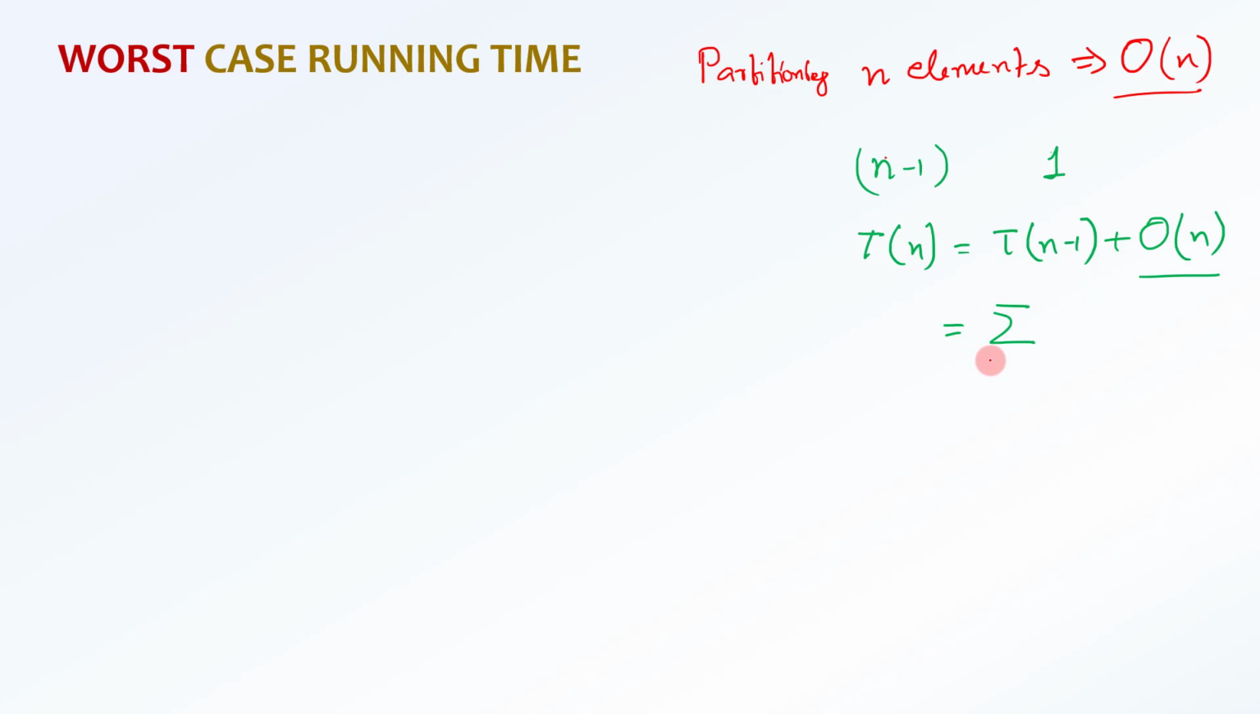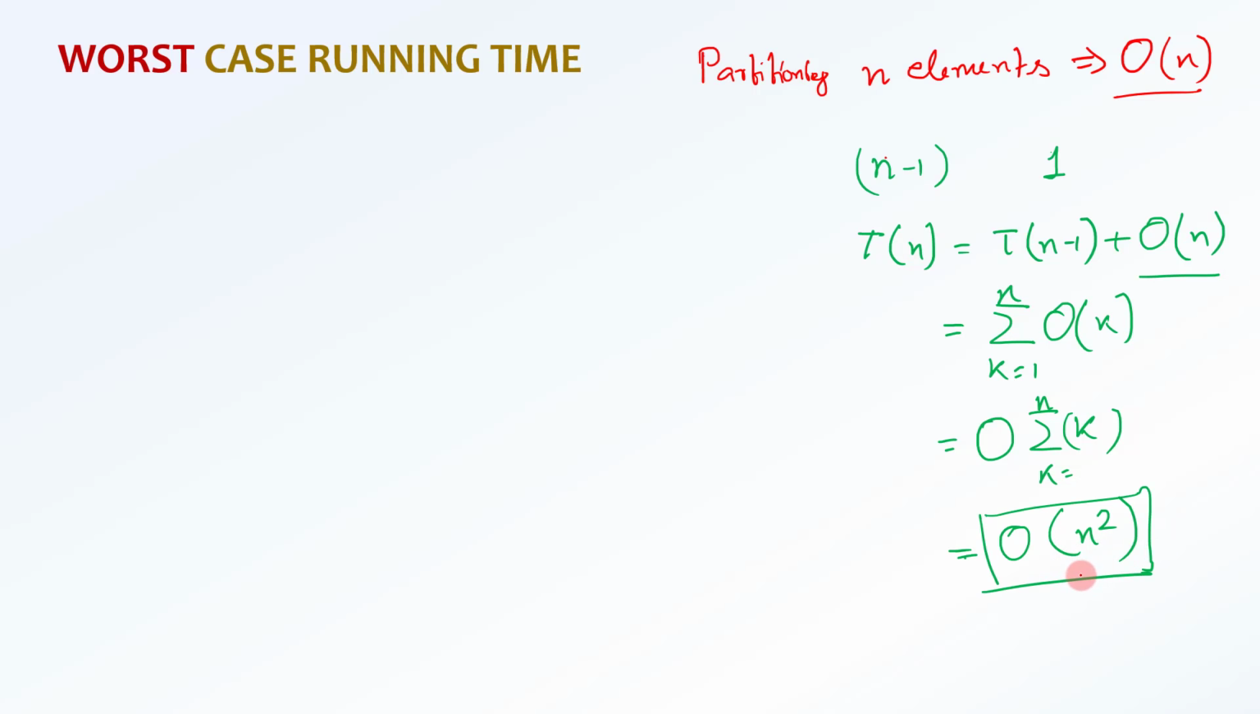So this we can write as the summation of k equal to 1 to n of order of k. Ultimately it will produce n square. So the worst case running time of Quicksort is order of n square. That we may also check using the recursion tree.